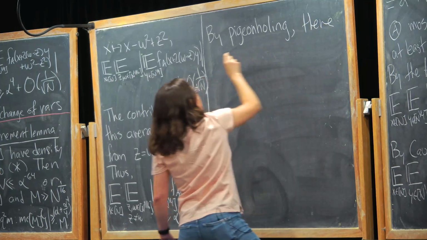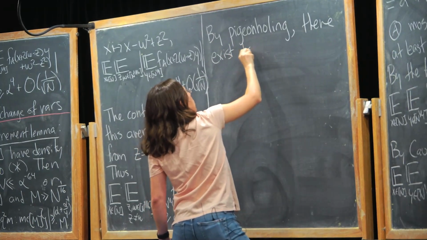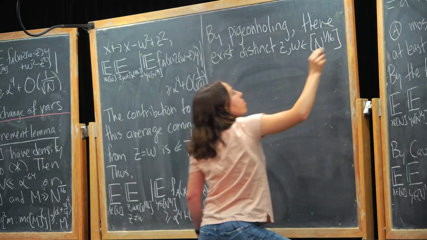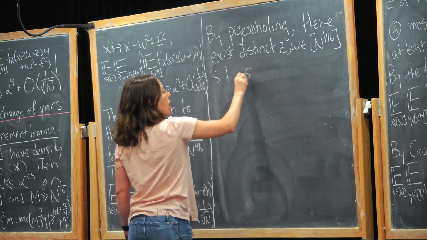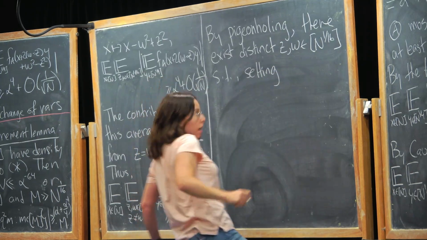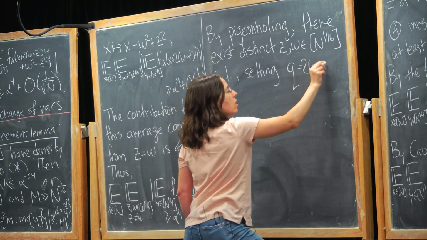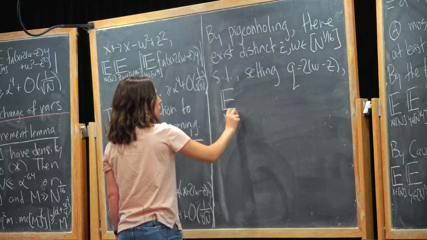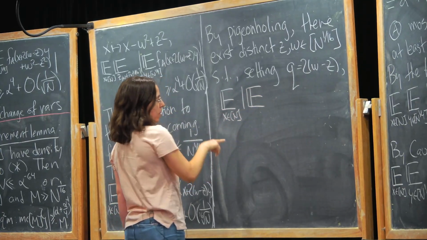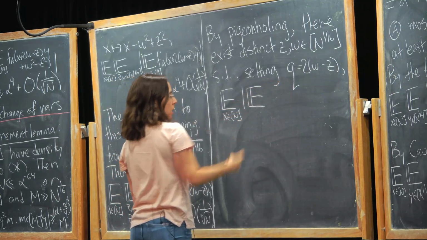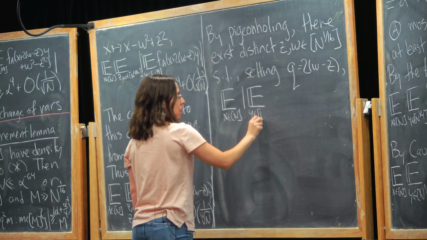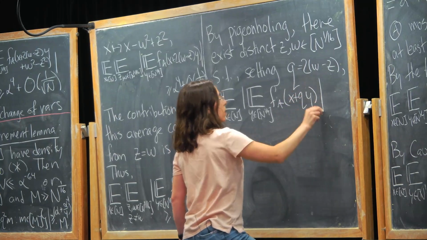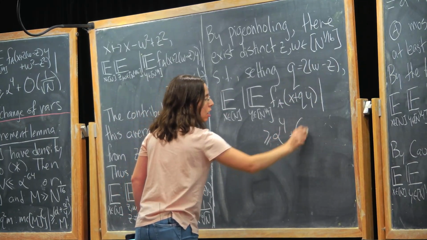All right, so by the pigeonhole principle, there exist distinct z and w in the interval such that, setting q to be w minus z, the average over x, the average over the arithmetic progression starting at x with common difference q and length n to the 1/4, of the balanced function, has size at least alpha to the 4th plus some error.